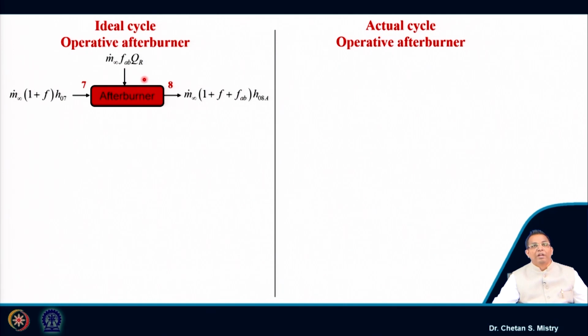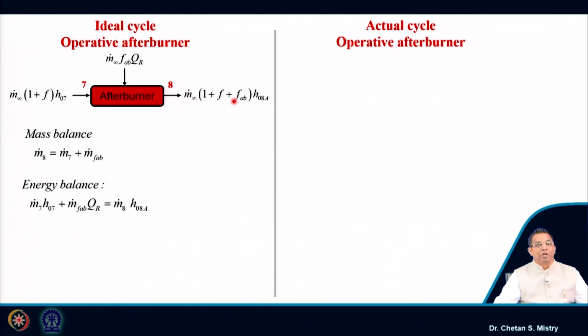Here we have the addition of fuel, which we have represented in terms of the fuel air ratio of the afterburner. Now, we are interested in how much fuel needs to be added in order to raise the temperature to T08. Under this condition we can write down our mass balance and our energy balance. The energy balance is m dot 7 h07 plus the amount of heat we are supplying, which is equal to m dot 8 h08A.